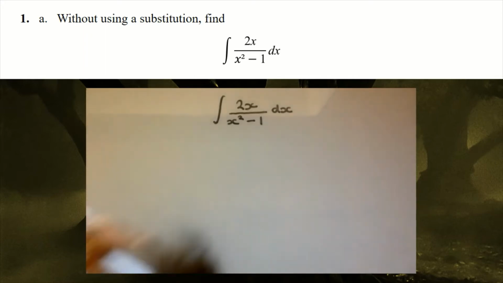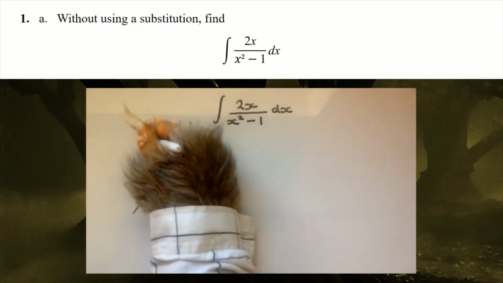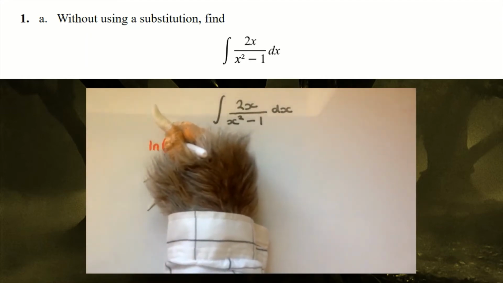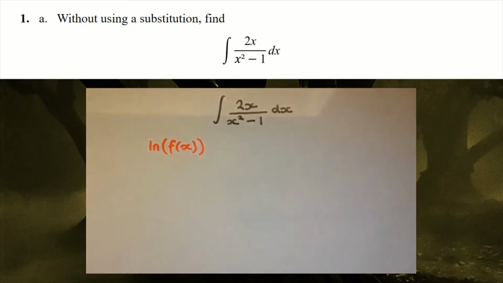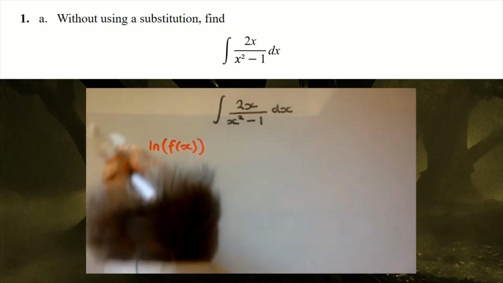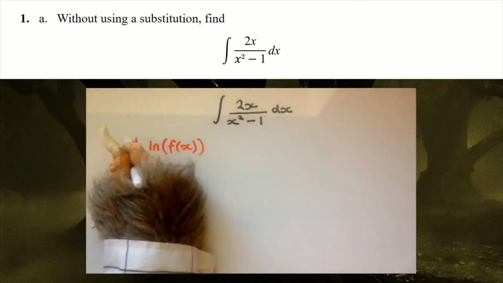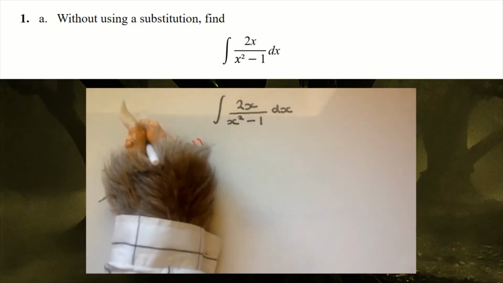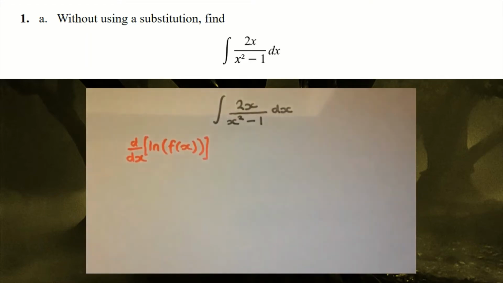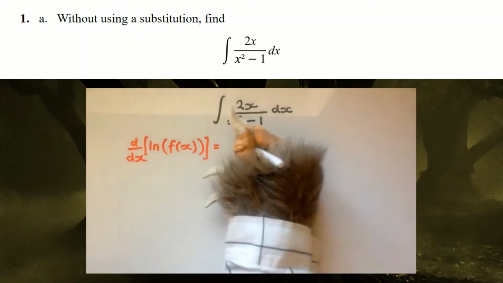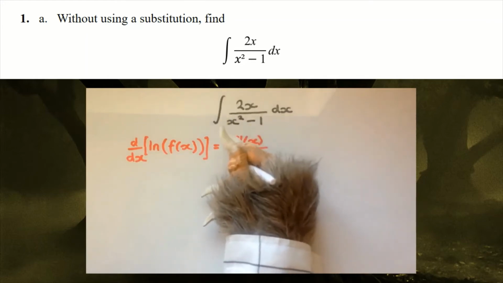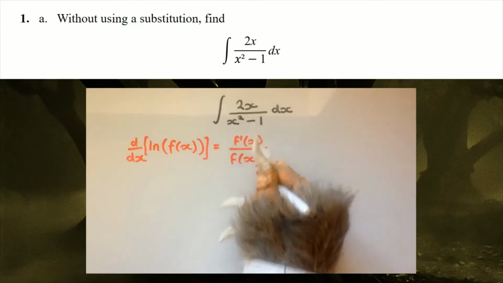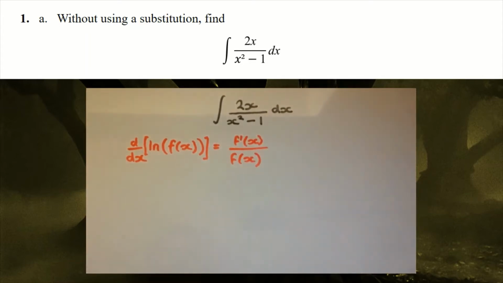If I have some function which is a natural log, so let's say we have the natural log of f of x, like that. Now if I want to differentiate that, so I'm going to d by dx both sides. If I want to differentiate that, you may remember that the result is rather nice. You get the derivative of the function over the function itself.